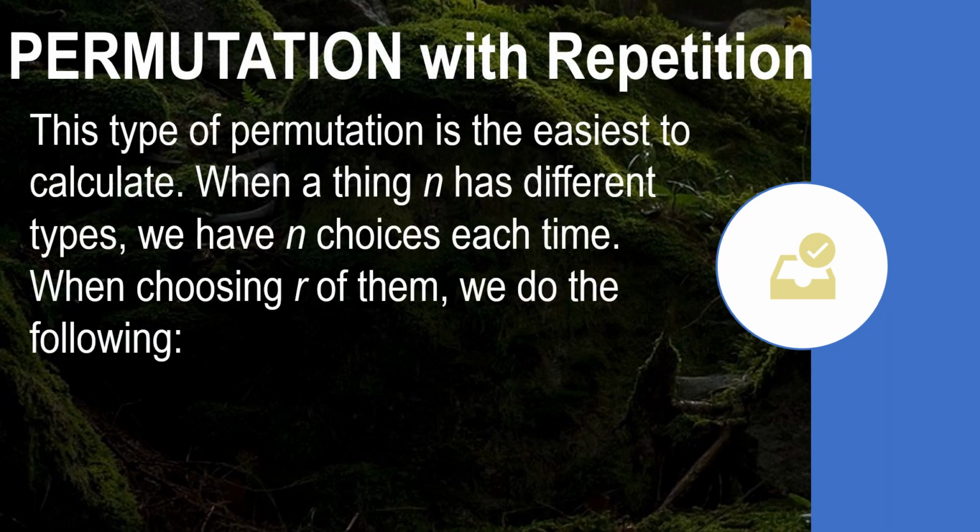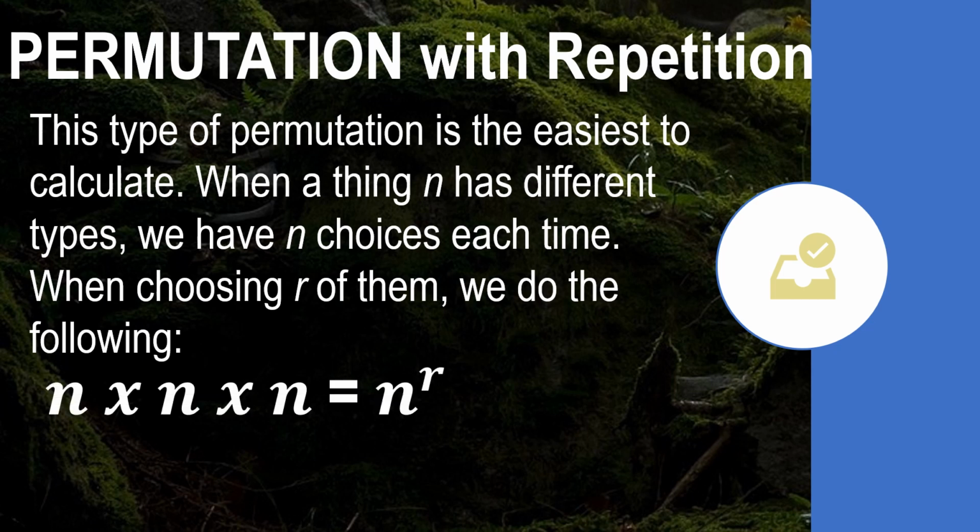Ang permutation with repetition naman is, this type of permutation is the easiest to calculate. When a thing n has different types, we have n choices each time. When choosing r of them, we do the following. Ano nga ba ang ginagawa natin kay permutation with repetition? We just multiply the value of n. So, we have n times n times n is equal to n raised to r, or we use the formula p is equal to n raised to r.